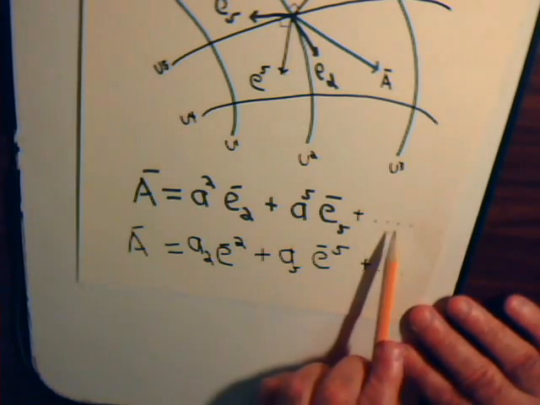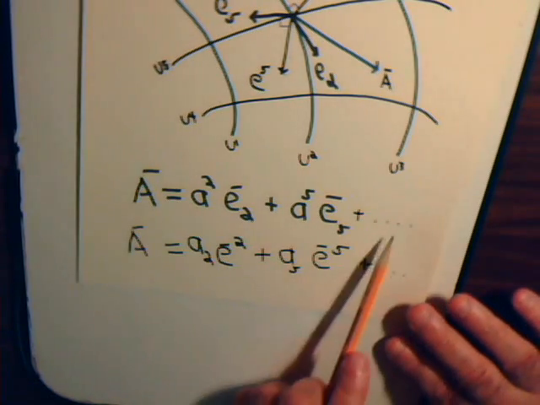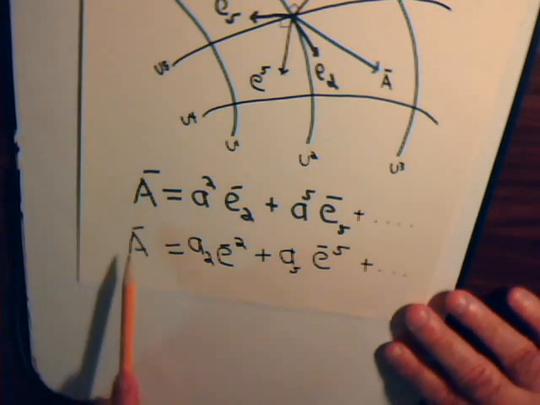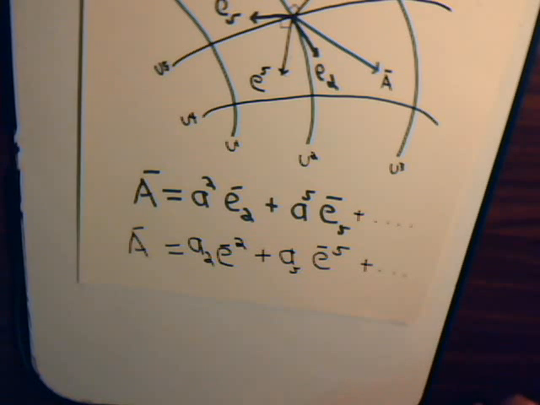And also we'd have components from the other axes as well. We're not going to write them all out. But this then is the contravariant expression of vector A. This, we said, is going to be the covariant expression of vector A.